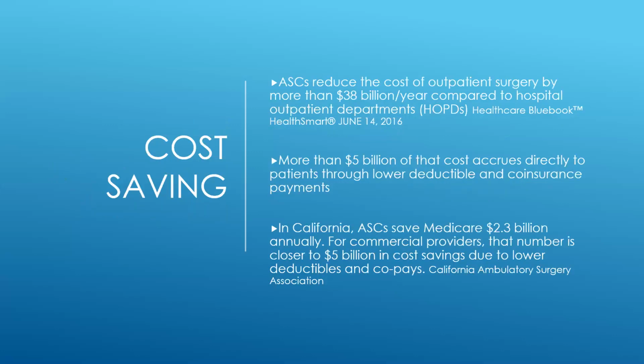In the United States, outpatient surgical facilities reduce the cost of outpatient surgery by about $38 billion per year compared to hospital outpatient departments. More than $5 billion of that cost saving accrues directly to the patient through lower deductibles and coinsurance. In California, now Medicare being the government insurance program, ASCs save Medicare $2.3 billion a year. If you include the commercial providers, i.e. the private insurance, that number is closer to $5 billion in cost savings. And that's to the patient due to lower deductibles and lower copays.